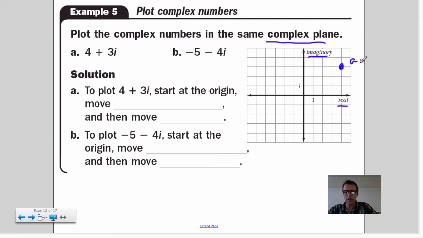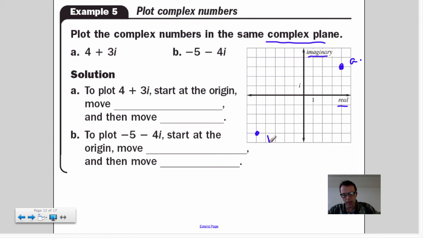I'm going to label it as such. The point B is going to be negative 5 comma negative 4i. So I'd go negative 5 on the real axis, down 4 on the y-axis. I'd be down here, B.